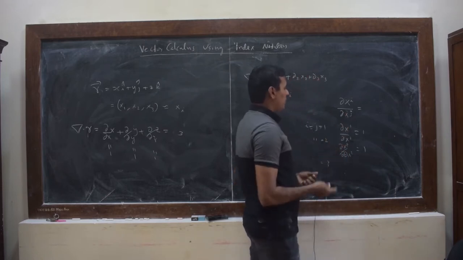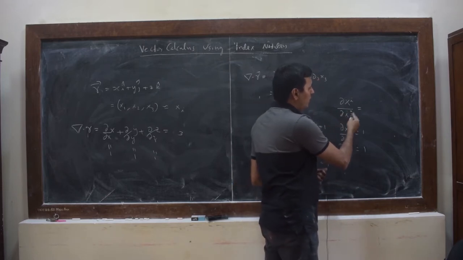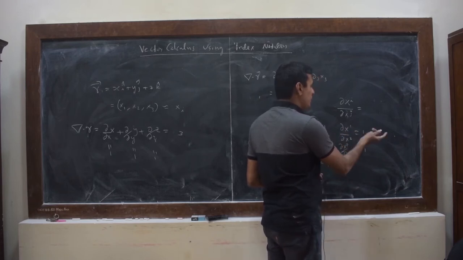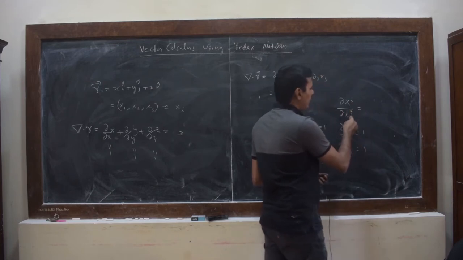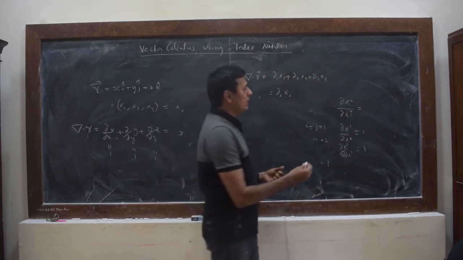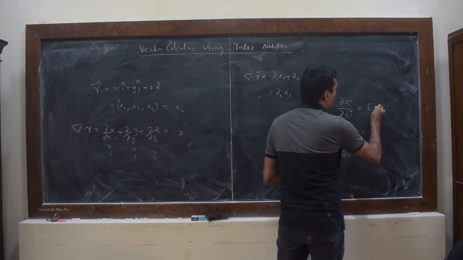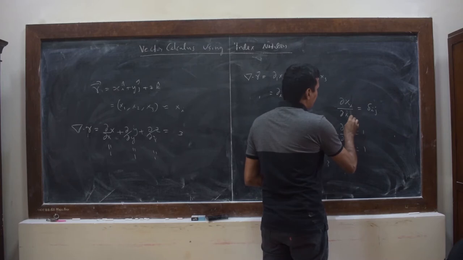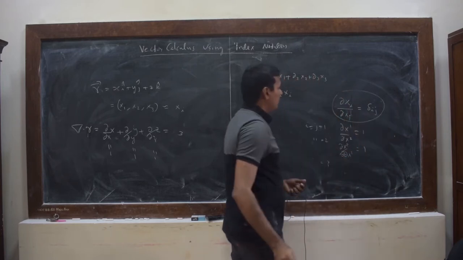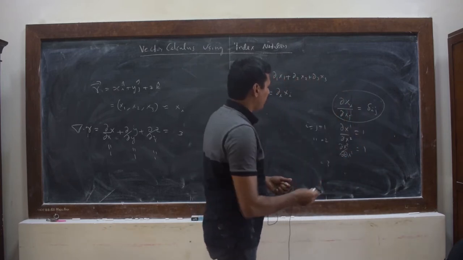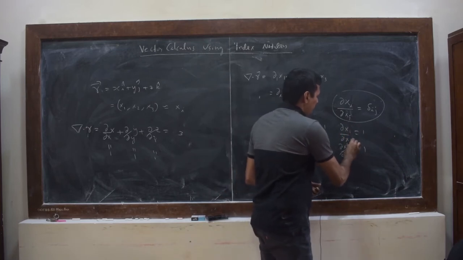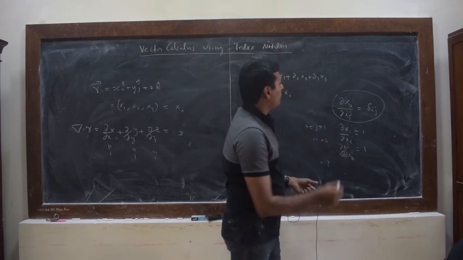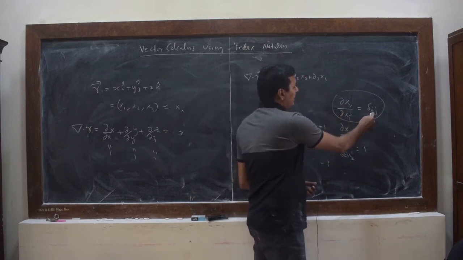But if i is not equal to j, you get del x1 by del x2, or del x by del y, that is going to be 0. So del xi by del xj is actually equal to delta ij. Del xi by del xj is nothing but delta ij.